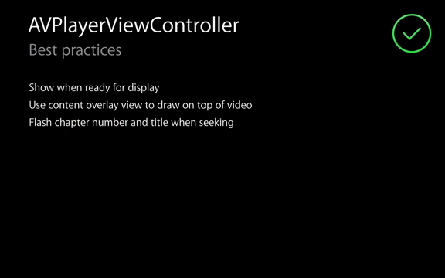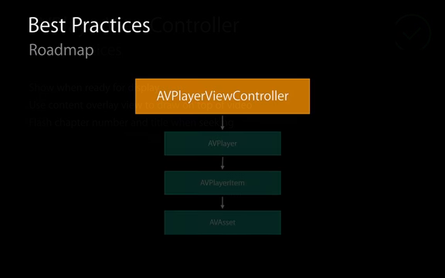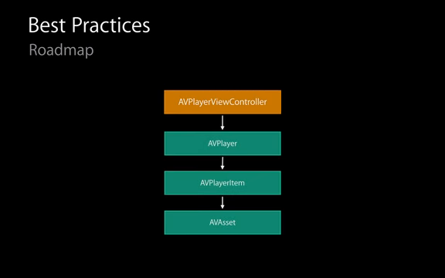So the best practices for PlayerViewController is to observe readyForDisplay to know when to present your view on screen, so that your user doesn't have to look at a black screen. Second, we saw how to use contentOverlayView to do custom rendering over the player view. In Z order, the player view is below, and above that is contentOverlayView, and the controls sit on top. And lastly, we saw how to flash chapter number and title during chapter navigation using AVPlayerView. That brings us to the end of our roadmap for best practices. Let's wrap up.